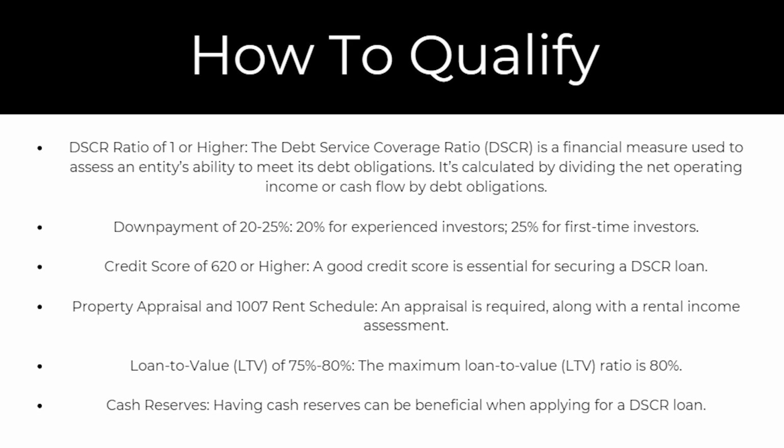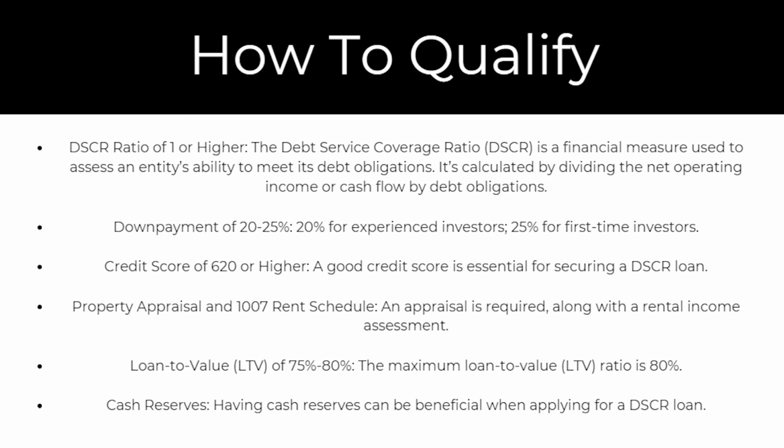So how do we actually qualify? To start with, you want to have a DSCR ratio of 1 or higher. The debt service coverage ratio is a financial measure used to assess an entity's ability to meet its debt obligations. It's calculated by dividing the net operating income or cash flow by debt obligations. You also want to have a down payment of 20 to 25%. 20% for experienced investors and 25% for first-time investors. You also will need a credit score of 620 or higher. And a good credit score is essential for securing a DSCR loan.